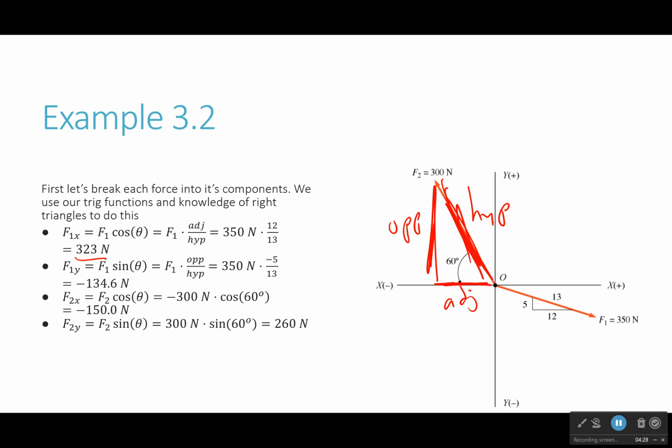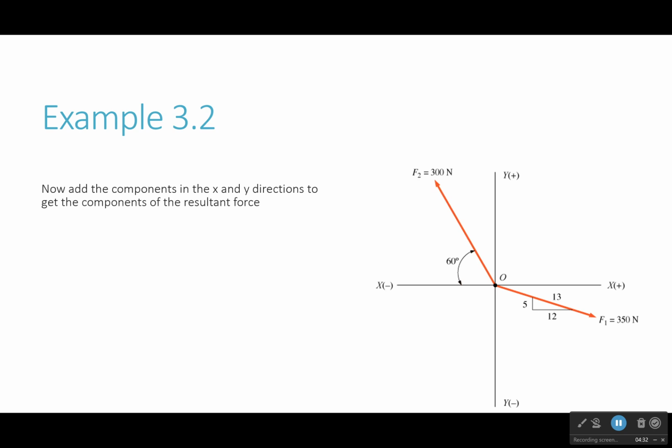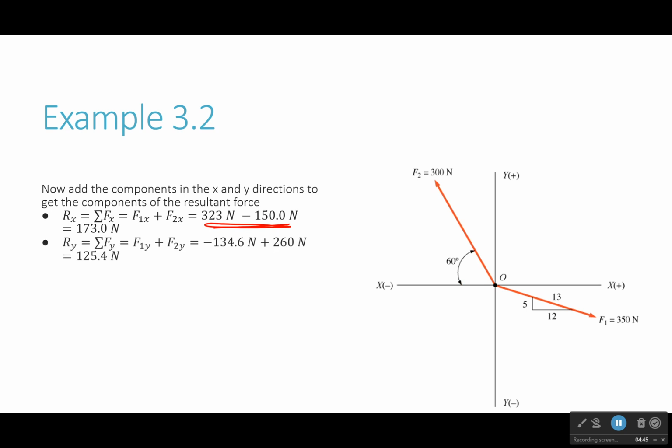Now, having done that, we have to add the y components together and add the x components together to get our resultant forces. So our resultant x component is our sum of our x forces. We add them together, being very careful of the sign, and I get 173 newtons. Our y component, I just add together all the y components, and I get 125.4 newtons. Now this is positive in both the x and the y, so you can tell it's going to be somewhere over here.